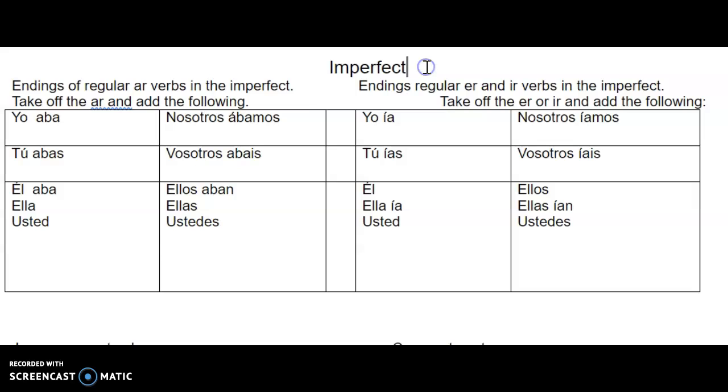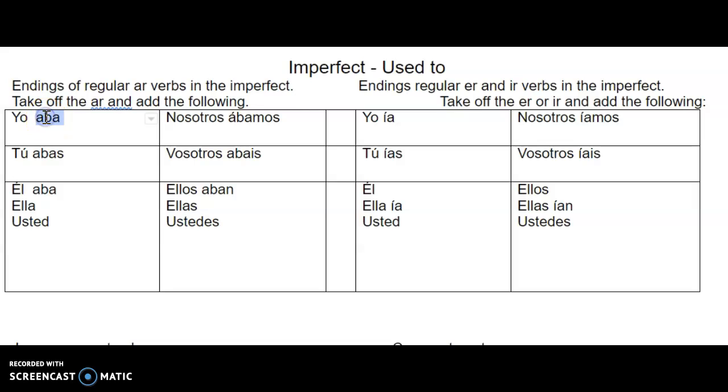A good way to remember the imperfect is thinking of it as saying "used to." So things you used to do. That's one of the main uses of the imperfect. Okay? To start, we're just going to look at what endings we have. So here we have AR verbs. AR verbs are like jugar, hablar, bailar, cantar. All of those are AR verbs.